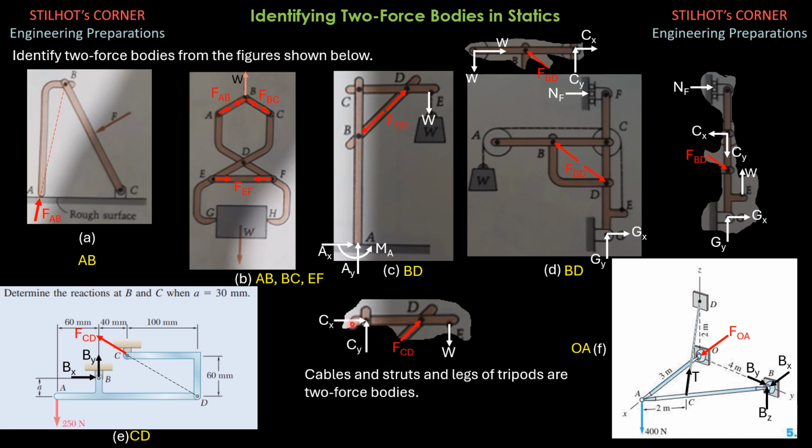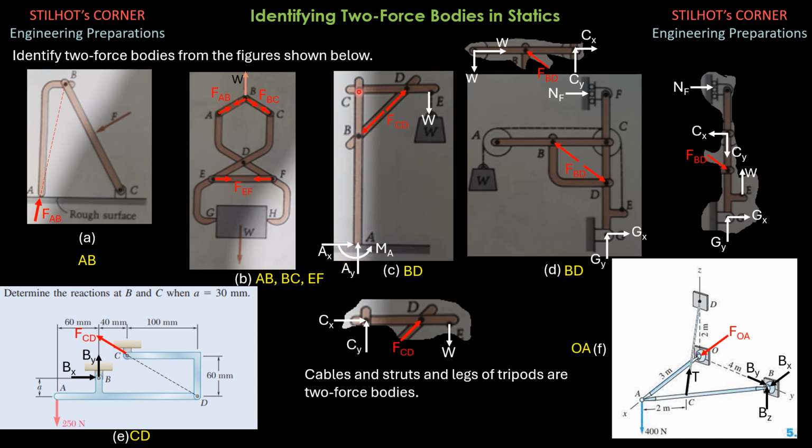Then we have CX and CY, and the weight W. So if you sum up moment about C, we can solve FCD. Summation of forces in Y, because this is now known in terms of W, you can solve for CY. Finally, summation of forces in X, you can solve for CX. And if you draw the free body diagram of this member ABD, it consists of FCD, which is in that direction. AX, AY, and MA are still intact because these are external support reactions.